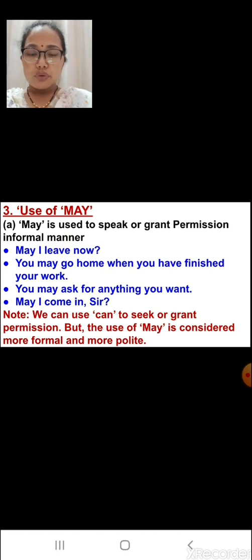Now let us see number 3, the use of may. May is used to seek or grant permission in an informal manner. For example, number 1, may I leave now? Number 2, you may go home when you have finished your work. Number 3, you may ask for anything you want. Number 4, may I come in, sir? We can use can to seek or grant permission, but the use of may is considered more formal and more polite.